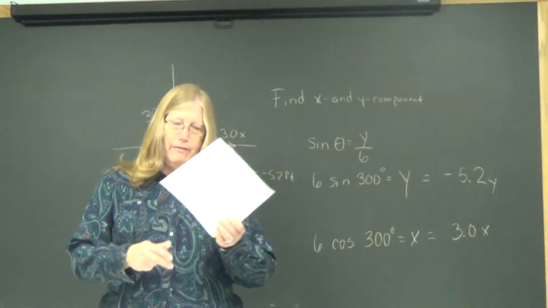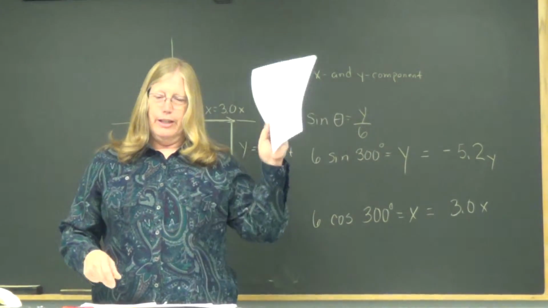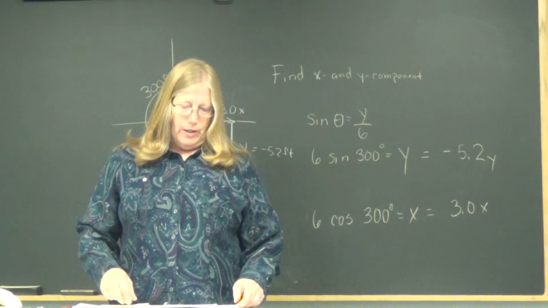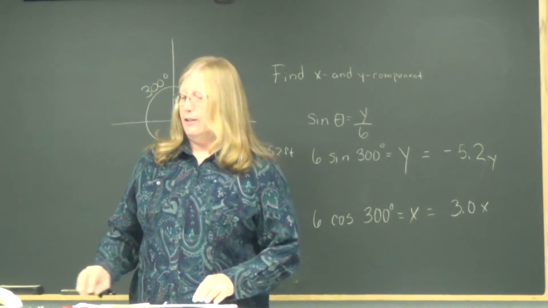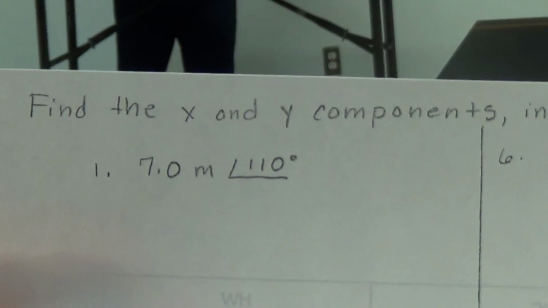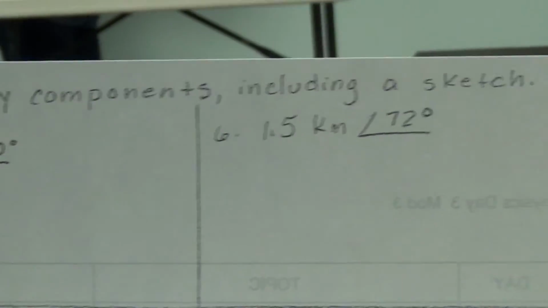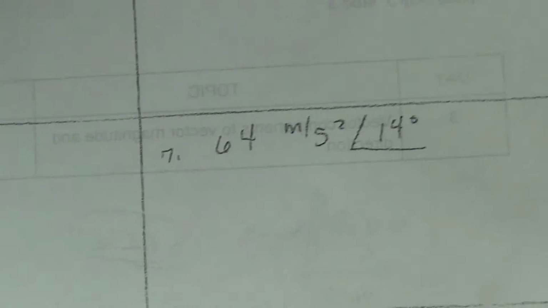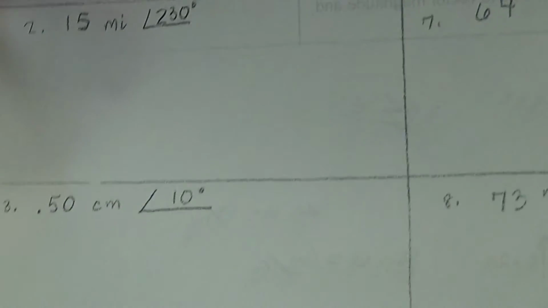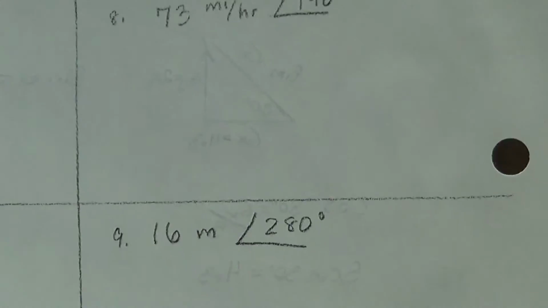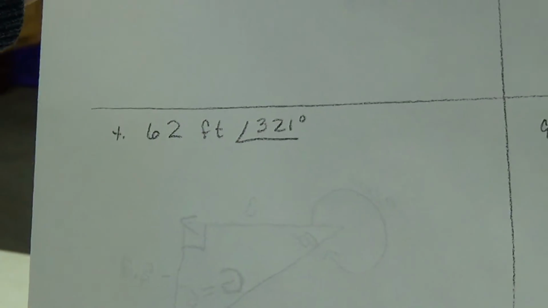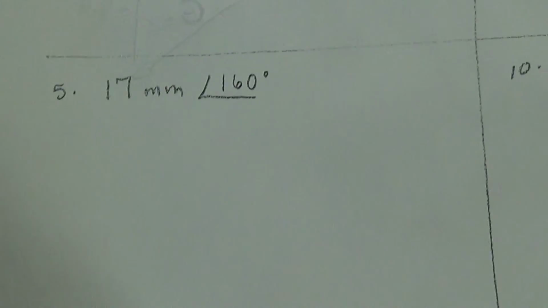On the back of day 3, if you turn it over, I would like to do number 1 together and show you what I expect on each spot. So, number 1 is given, and the command is find the x and y components, include a sketch. So number 1, start with your sketch. So it's going to be at 110. So what quadrant, Brian, will 110 end up in?